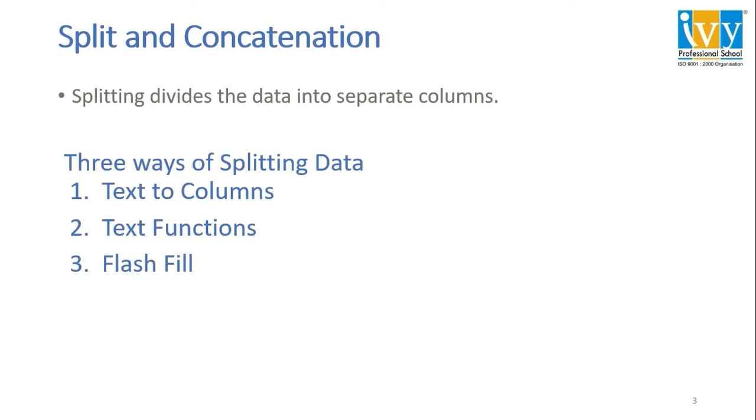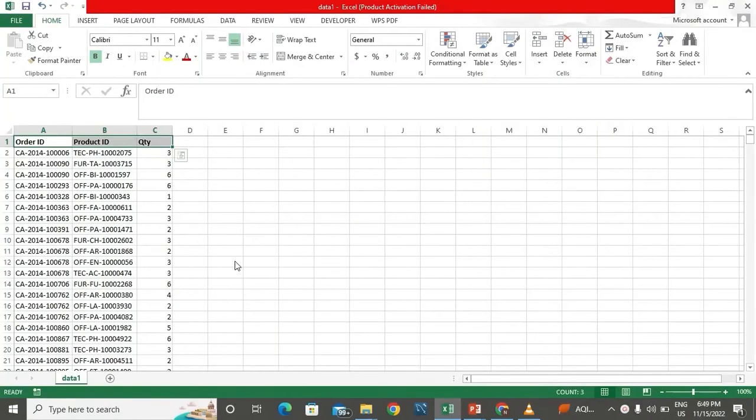Splitting divides the data into separate columns. There are three ways of splitting the data. The first way is text to column, second is text function, and the third way is flash fill. Let's have a look at the data and see how splitting works.